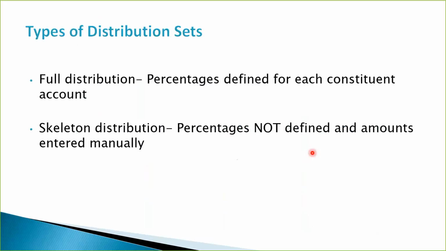So we do have types of distribution sets, and we have two of them in Oracle. We have a full distribution and a skeleton distribution. What is the difference between these two? The difference is that when you're defining a full distribution, apart from putting down the individual accounts, code combinations for that distribution set, you also define percentages for how the amounts are going to be split among those accounts, okay?